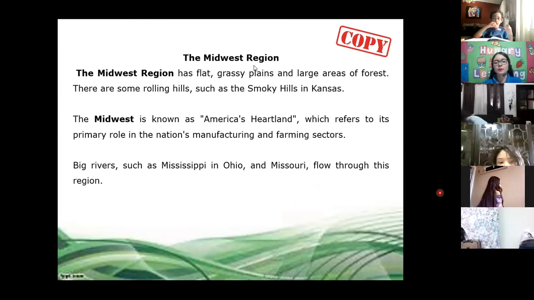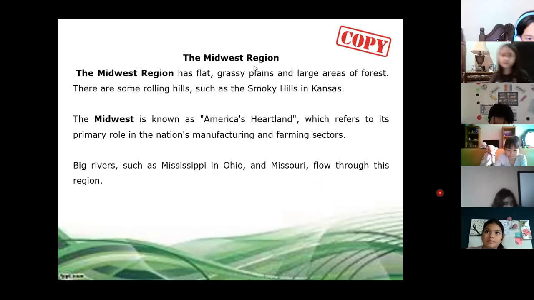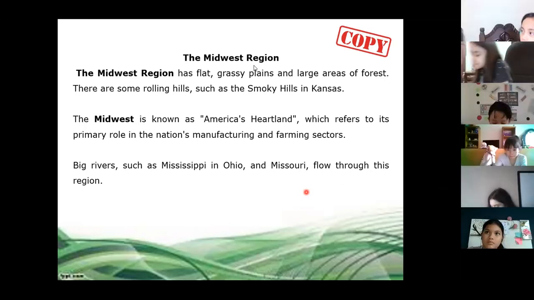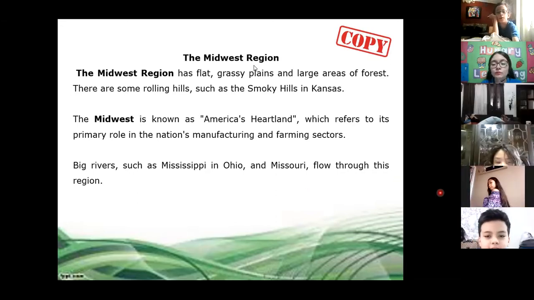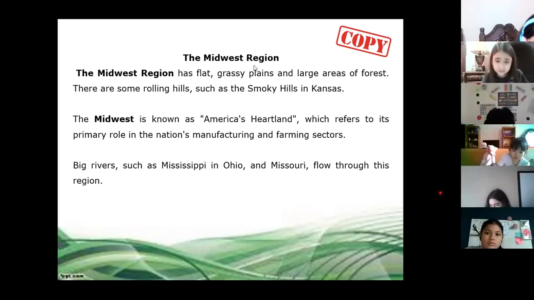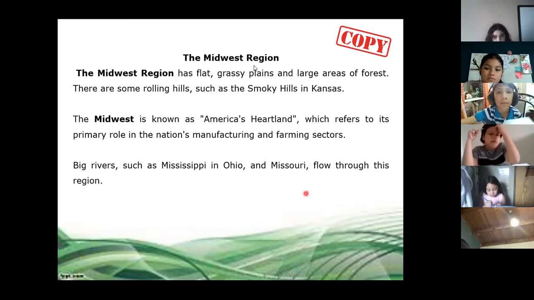It's one way that people produce and the economy in the region. This manufacturing is the way that they make money in the Midwest, manufacturing and farming, to get money. In Spanish, yes, in Spanish it is manufactura. Okay.